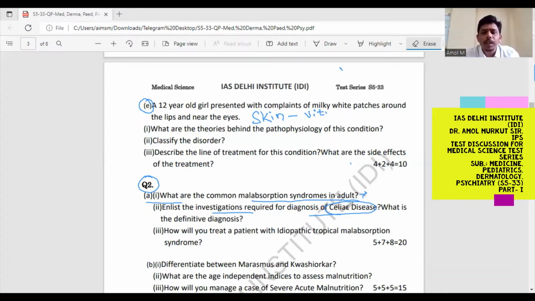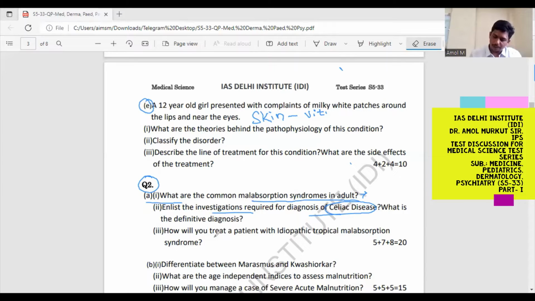So IgA anti-gliadin, IgA anti-endomysium. These are the various IgA antibodies you will search for in serology. Then what is the definitive diagnosis? Then it is, as you say, biopsy and seeing the flattening of the villi. That is the most definitive diagnosis.